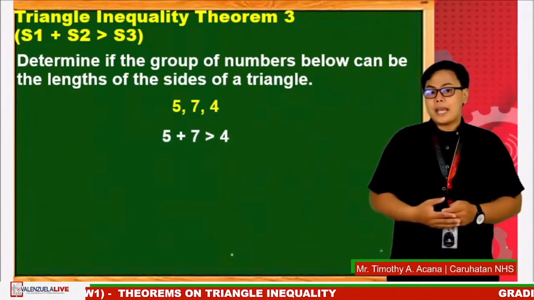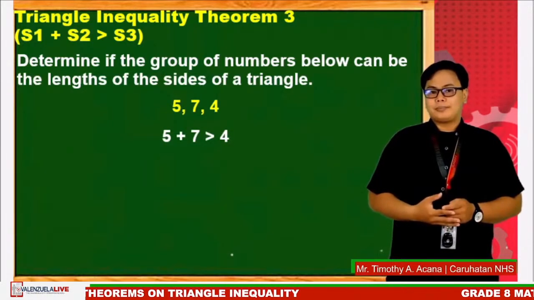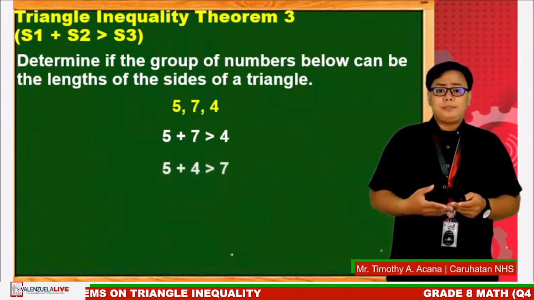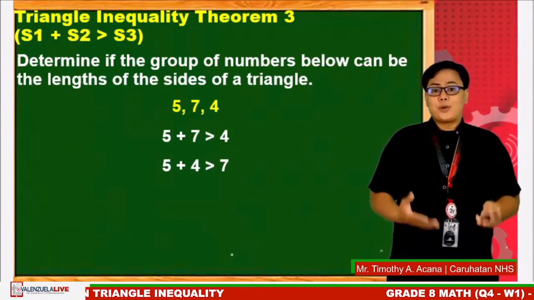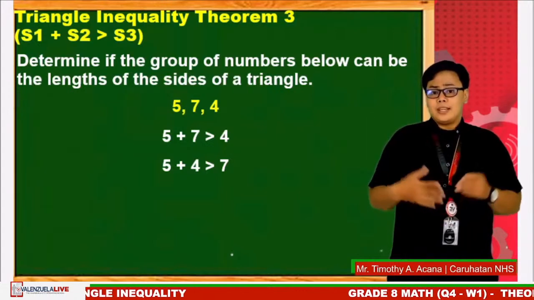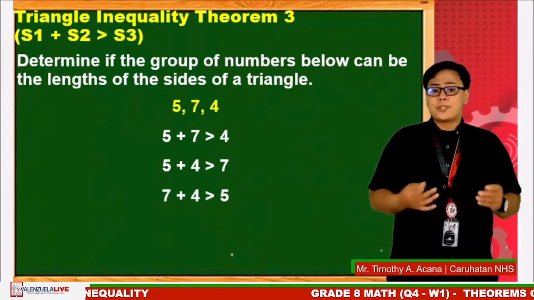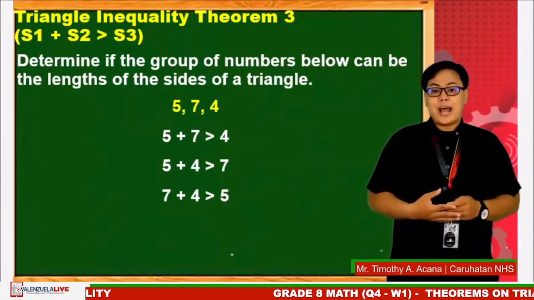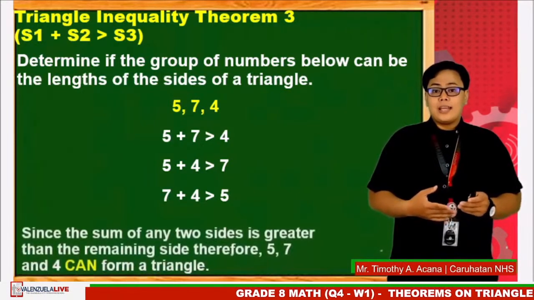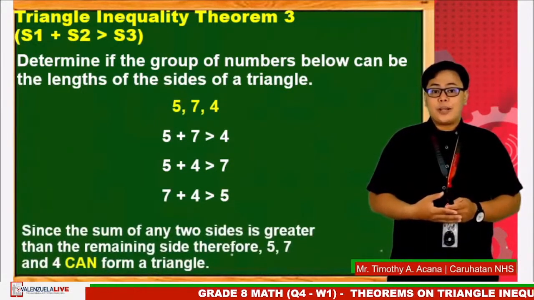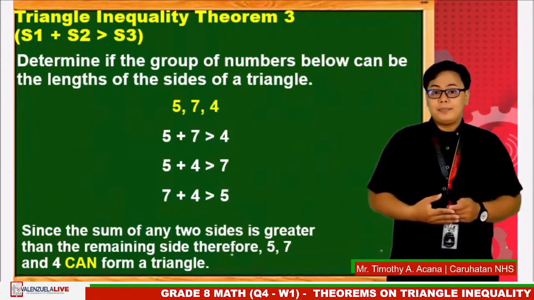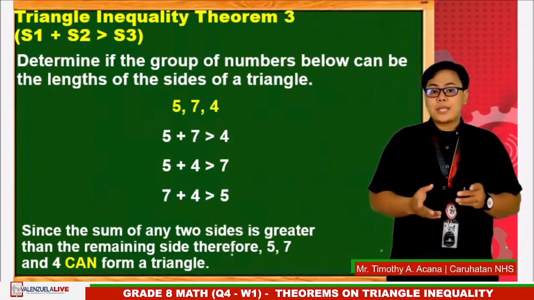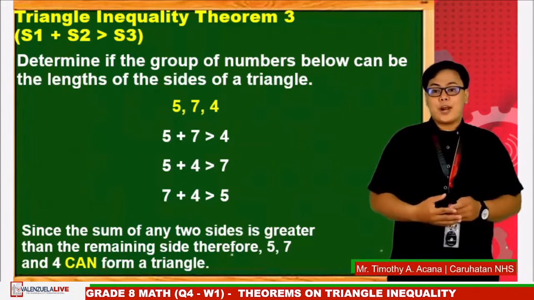So we have 5 plus 7 is greater than 4. Next, we have 5 plus 4 is greater than 7. Lastly, we have 7 plus 4 is greater than 5. Since the sum of any two sides is greater than the remaining side, therefore, 5, 7, and 4 can form a triangle.